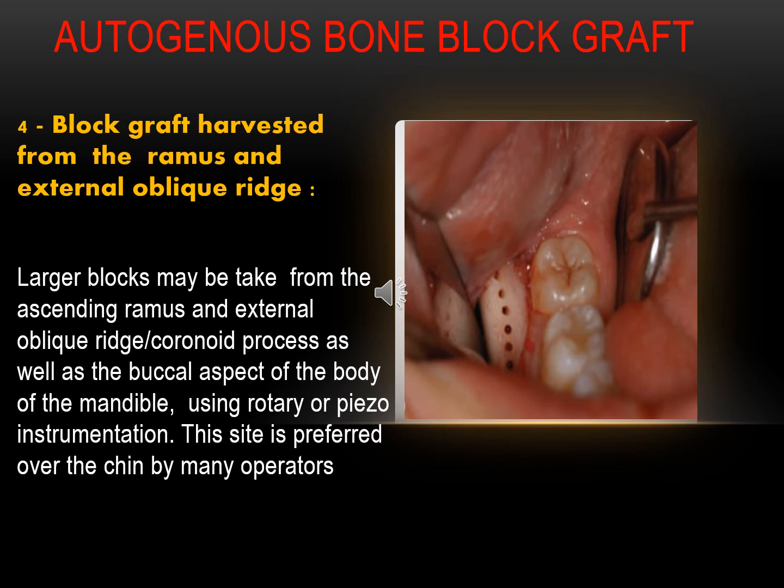We can use rotary burrs, surgical burrs, or piezo instrumentation, or micro saw or discs for harvesting this bone graft from the ramus area. This site is preferred over the chin by most of the maxillofacial surgeons.